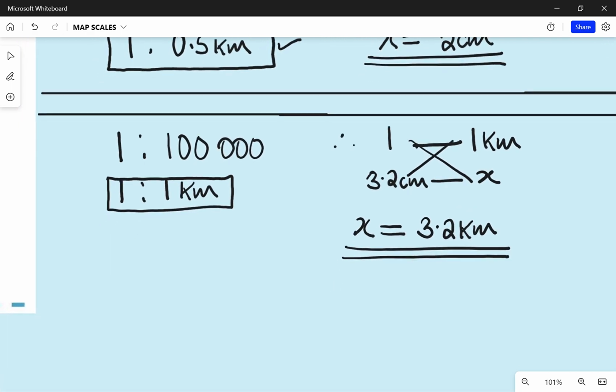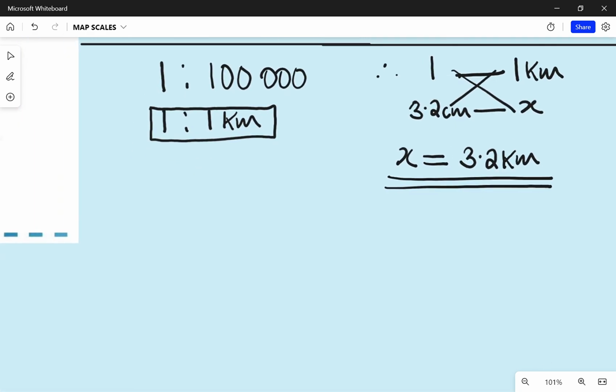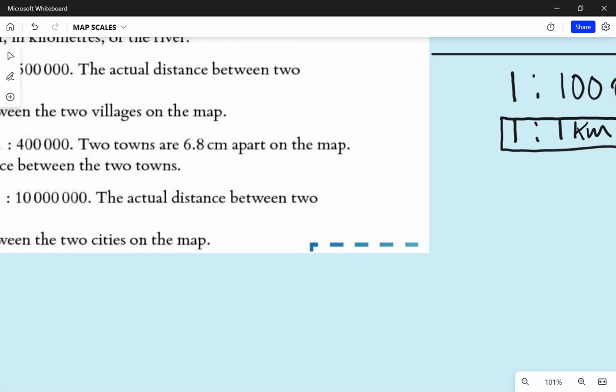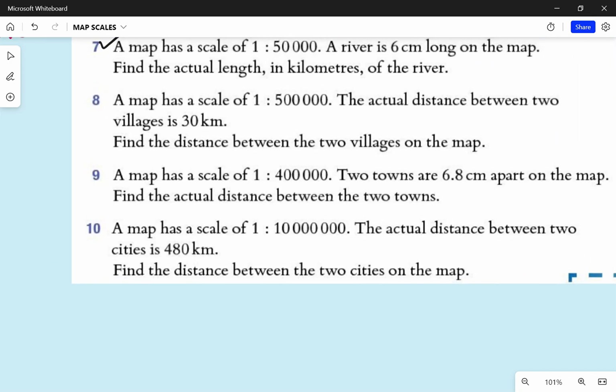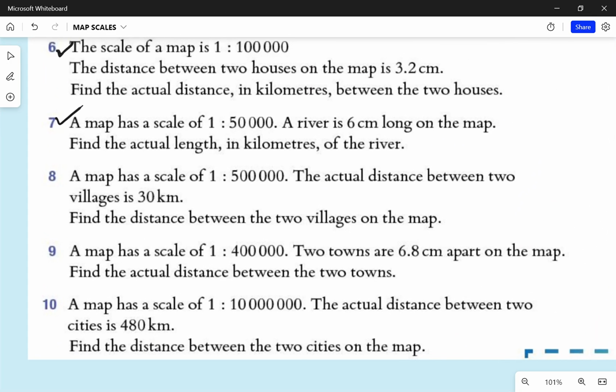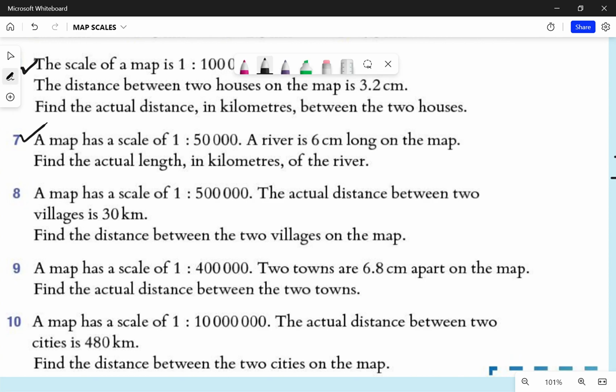Okay. Last question for this lesson. Let's look at question 7. Question 7 says, a map has a scale of 1 to 50,000. We are back to the 50,000. A river is 6 centimeters long on the map. Find the actual length in kilometers.